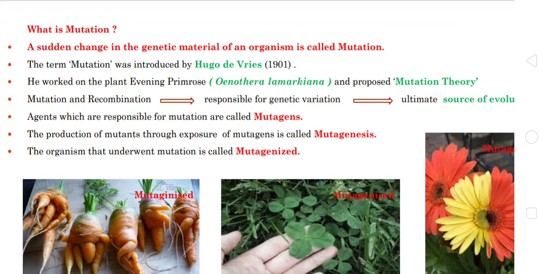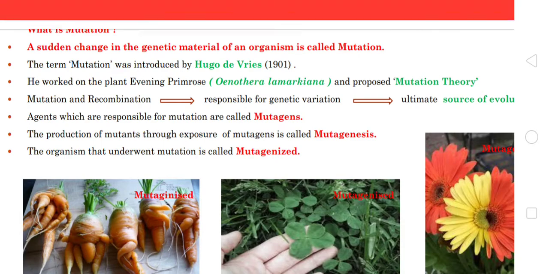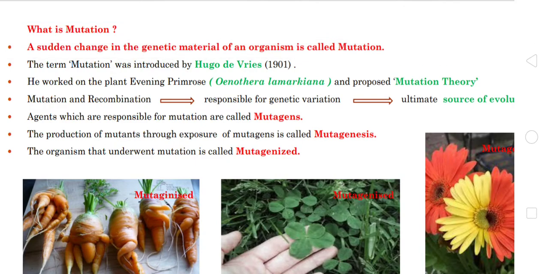Mutation is a sudden change in the genetical material of an organism, or any alteration in the genetical composition of an organism, that leads to mutation. For variation, there are two important processes essential that lead to evolution. They are mutation and recombination. These two processes are essential for genetic variation. And today we are going to see the mutation topic alone.